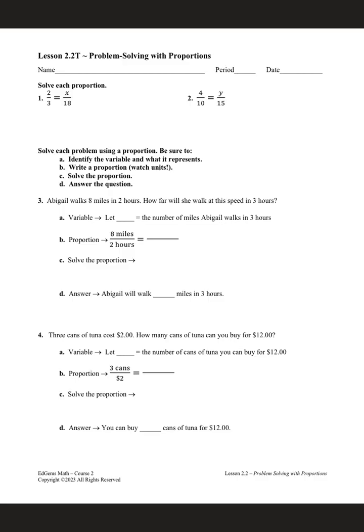So in the worksheet that you guys are using, some of the instructions were put up at the top, so it's modified a little bit, but the concept is the same. So I'm going to go ahead and go over that with you guys. On there it says solve each problem using a proportion. Be sure to A, identify the variable and what it represents. B, write a proportion and watch your units. C, solve the proportion. And D, answer the questions.